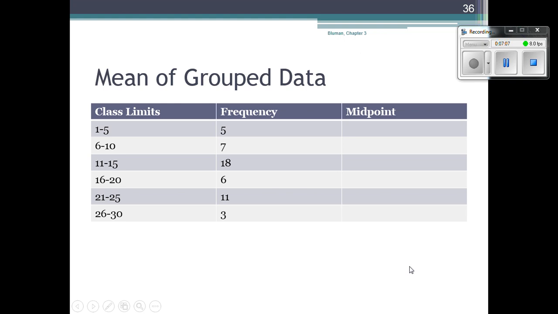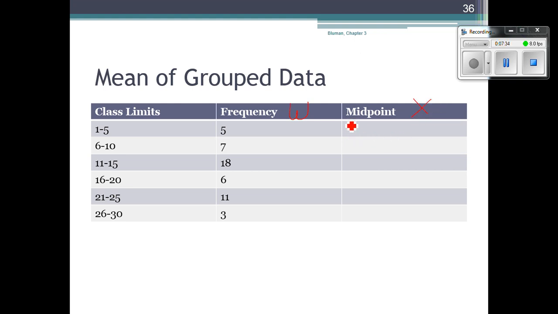You can also find this when you're working with grouped data. Now, when you're working with grouped data, we have these limits. The frequency is fairly obvious, that is our weight. But what's our X? Do we use the numbers 1, 2, 3, 4, 5? Which number do we use? What they want us to use for our X's are the midpoints.